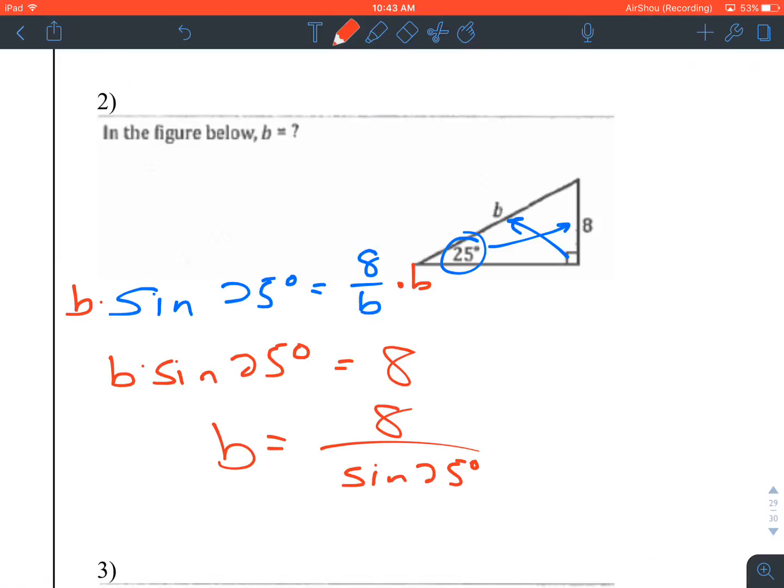Put that in my calculator. That's about 18.93 ish. And that makes the hypotenuse larger than a leg. So that's good because that's what should happen.